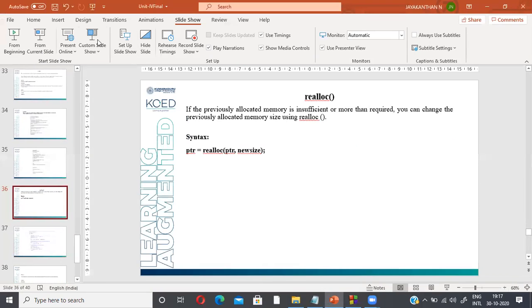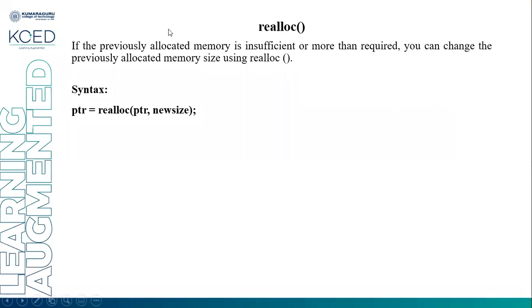Now we will discuss the important realloc function. If the previously allocated memory is insufficient or more than required, you can change it using the realloc function. For example, if you allocate memory using malloc to store 5 integer variables, but you need to store 10 variables, you have to reallocate the memory, increasing or decreasing it.